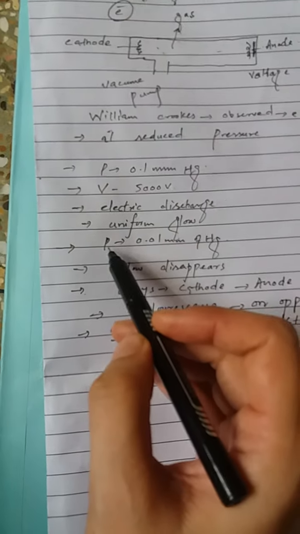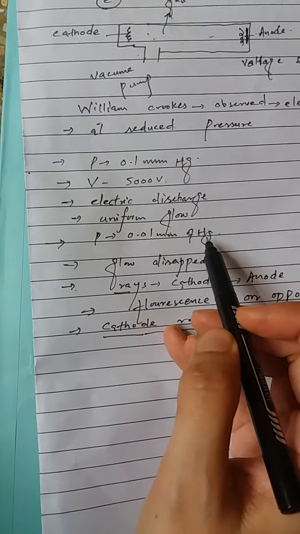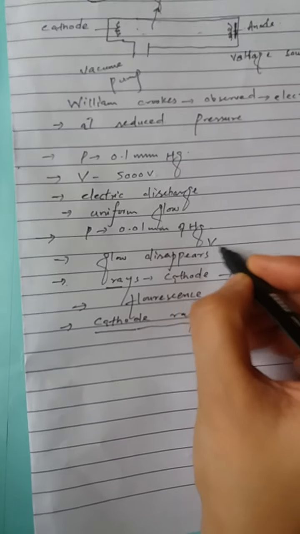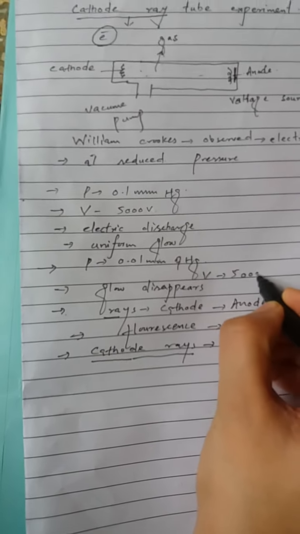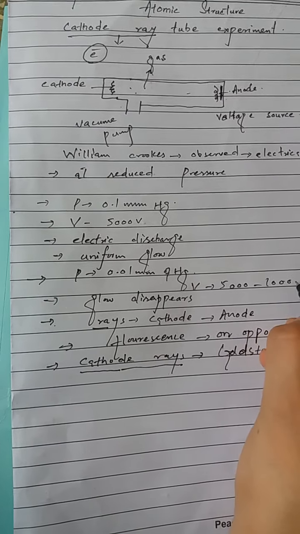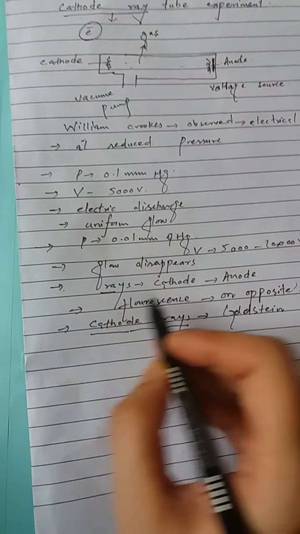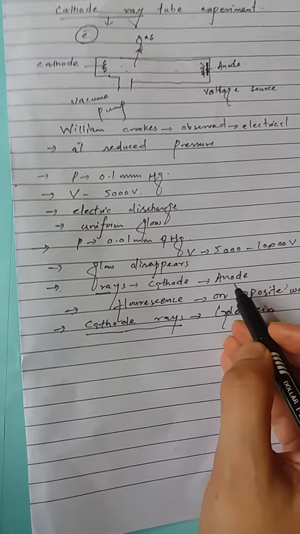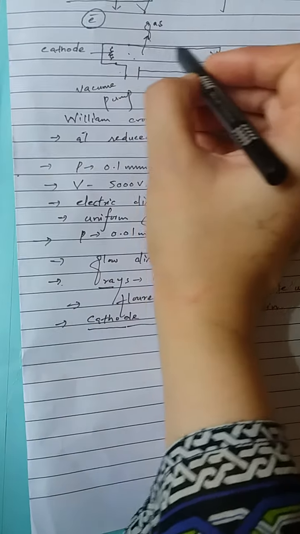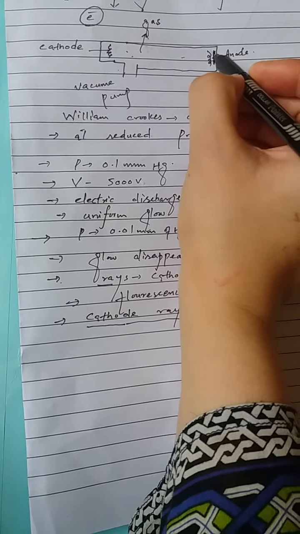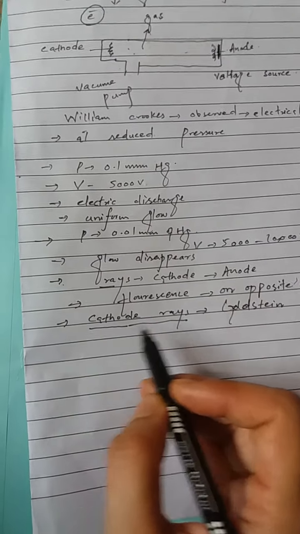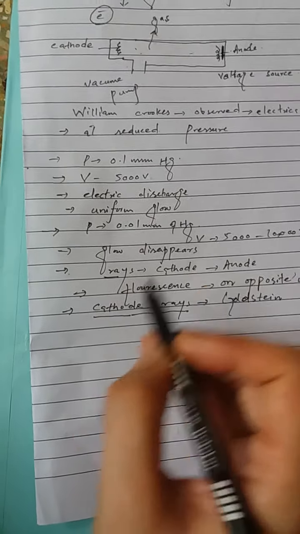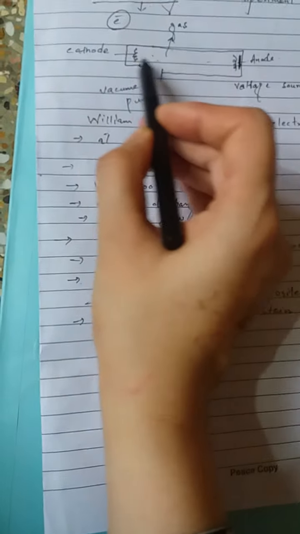And if pressure is reduced to 0.01 mm of mercury and voltage source is provided which is about 5000 to 10,000 volt, then uniform glow disappears and rays are produced which move from cathode towards the anode, and these rays produce fluorescence at the opposite wall of the cathode, and these rays are known as cathode rays by Goldstein because these rays originated from the cathode, so that's why they are known as cathode rays.